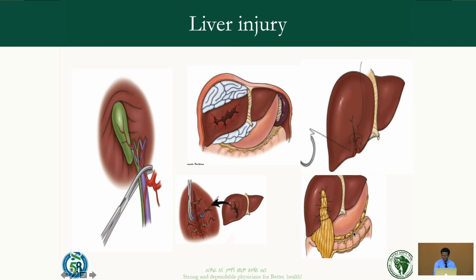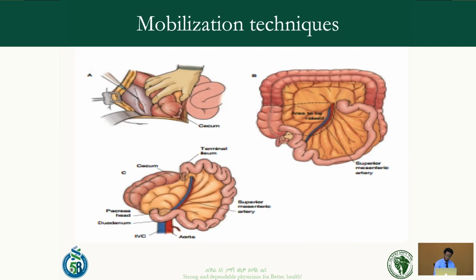And the other is we can mobilize the left side of the omentum while keeping the right side of the omental vessels, so as to give a pedicled omental pack to the fractured liver. So these are maneuvers to arrest bleeding from the liver.